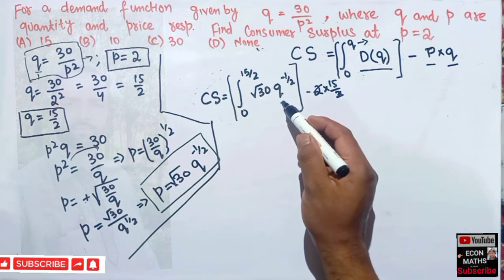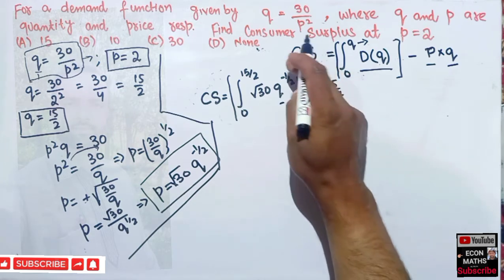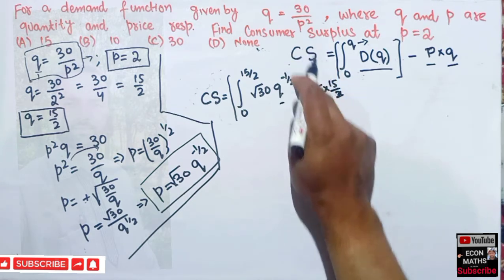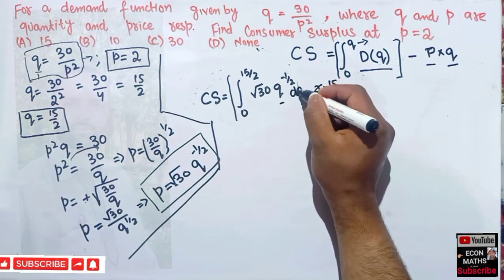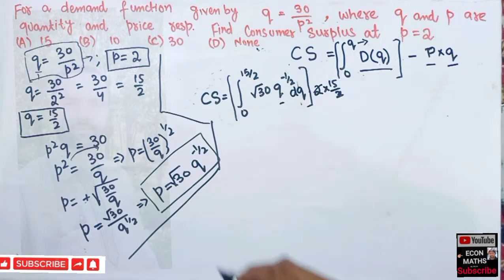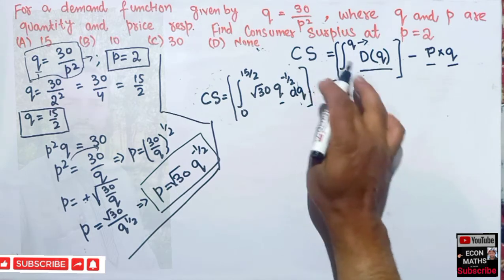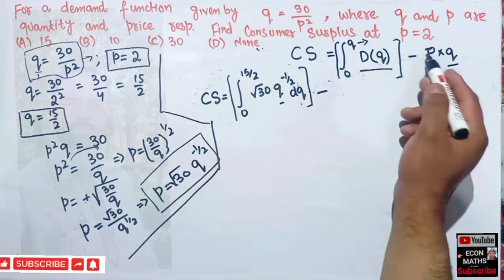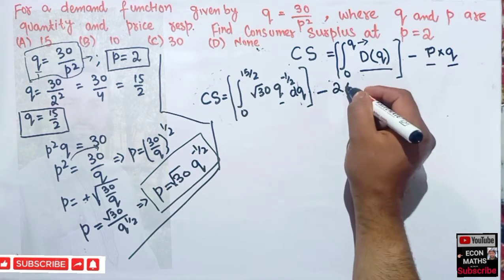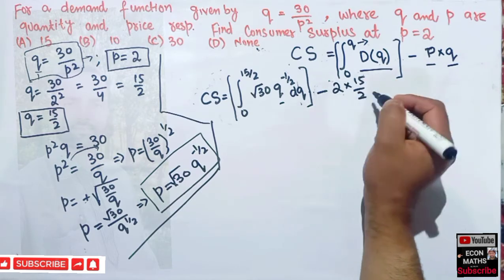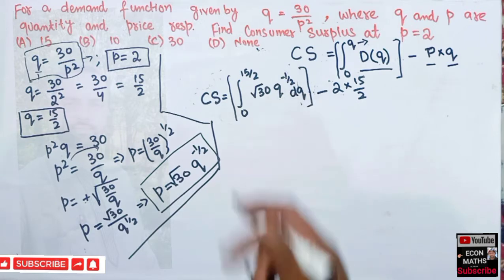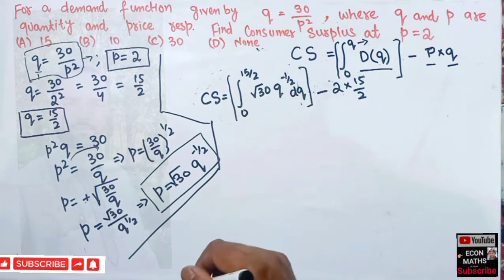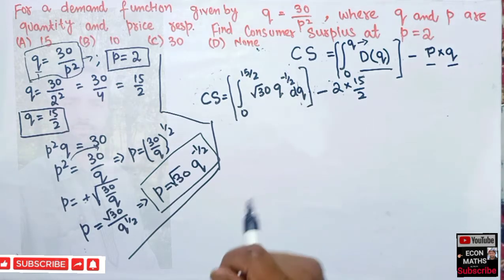Now we have to integrate this very function. Our variable in consideration is Q, so I will write dQ here, minus price into quantity, which we got as 2 into 15 divided by 2. This is the proper way of writing the integral. Now we have to integrate this function.